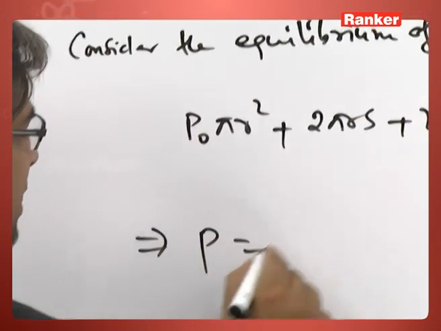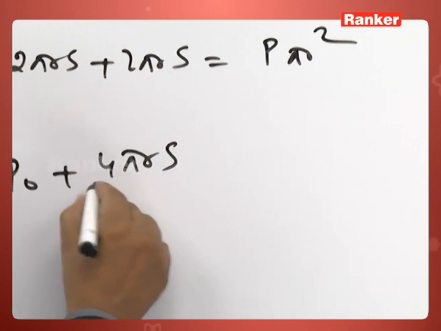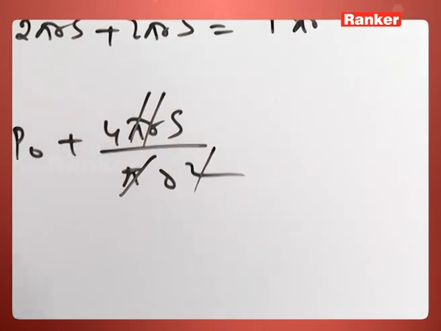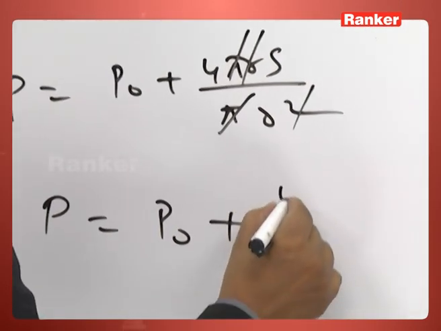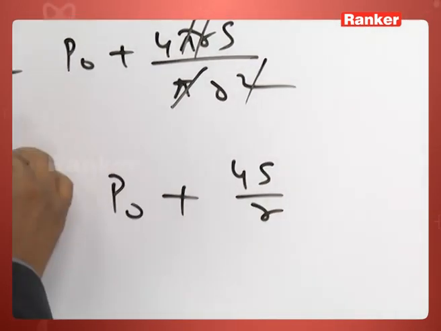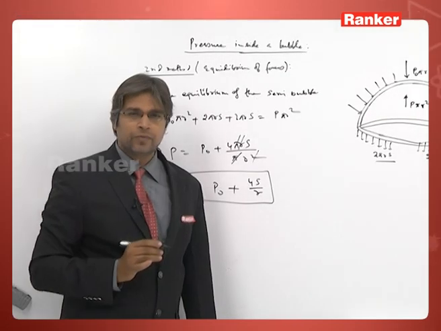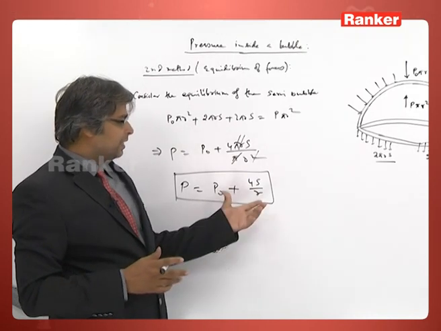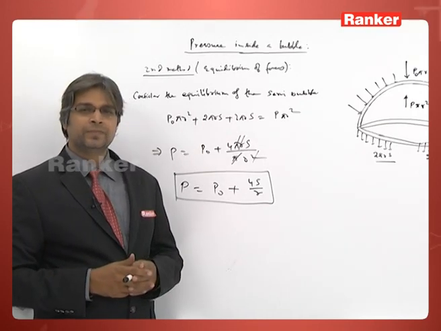This implies we have P is equal to P naught plus 4 pi r S by pi r square. Pi cancels, one r cancels. So, we have P is equal to P naught plus 4S by r, which is the same result which we got by the excess pressure formula. Now, again we will derive this result with the help of the virtual energy method.